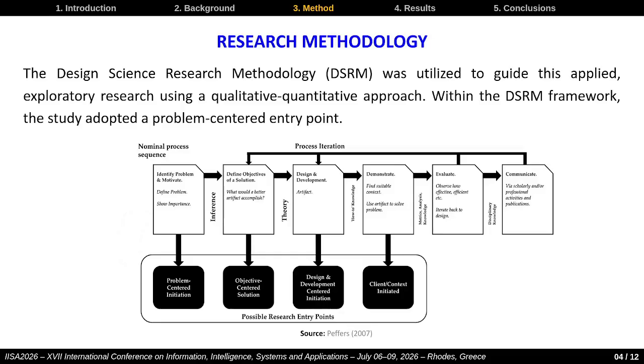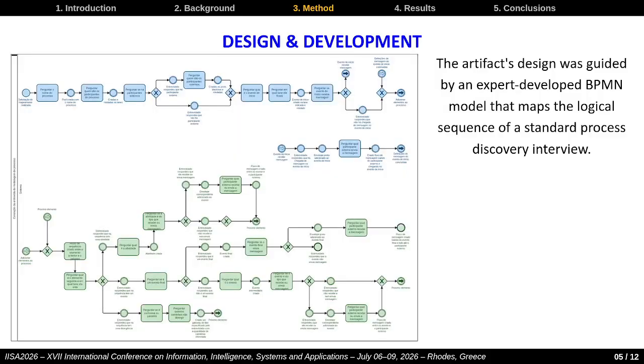The artifact was designed around a standard process discovery interview mapped out by an expert modeler. It replicates the logical sequence, guiding the participant from the initial process definitions, the part highlighted in blue, into an incremental loop for the other parts of the process, the part in green. Within this loop, the process diagram dynamically grows, diverges, or converges, depending on how the user responds to the guided questions.